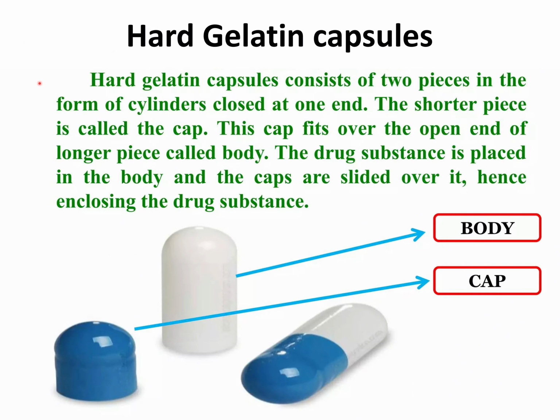So let's discuss the overall shape and structure of the hard gelatin capsule. This is the body, which is longer in shape, and this is the cap. The cap is smaller in shape and is provided on the upper side of the body. The hard gelatin capsule consists of two pieces in the form of cylinders closed at one end. The shorter piece is called the cap. The cap fits over the open end of the longer piece called the body. The drug substance is placed in the body and the cap is slid over it, hence enclosing the drug substance.